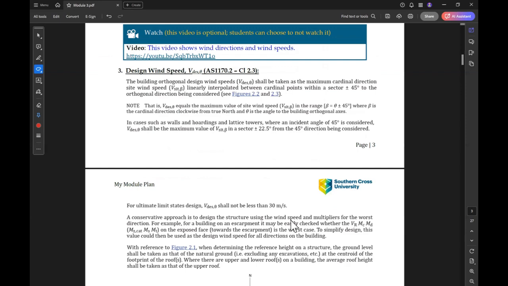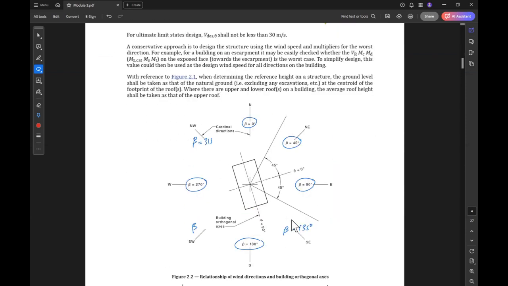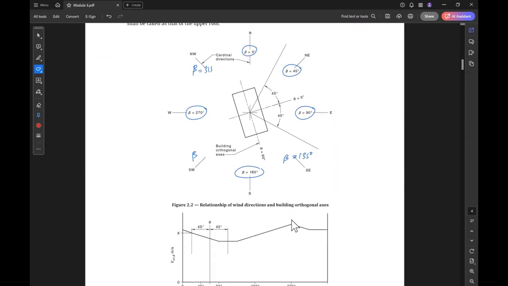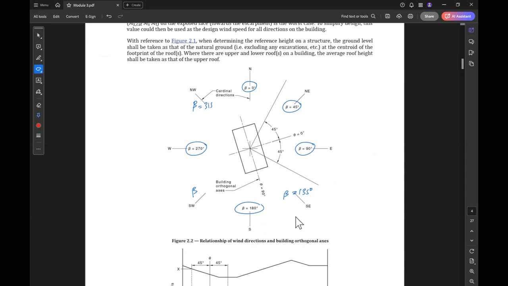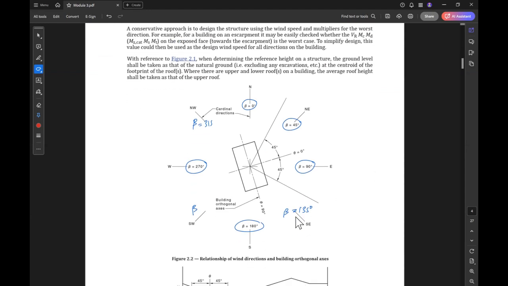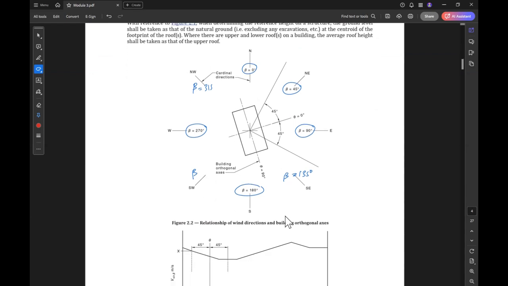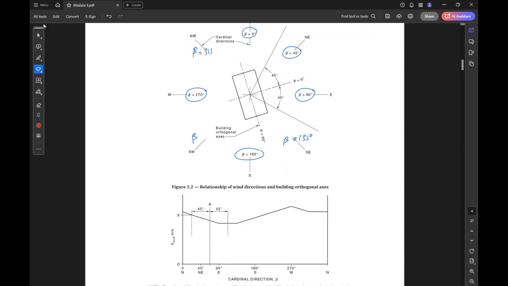So let's talk now about the 8 directions of V site beta, the cardinal directions of the building, and how to use the cardinal directions or the site wind speed to find the design wind speed.